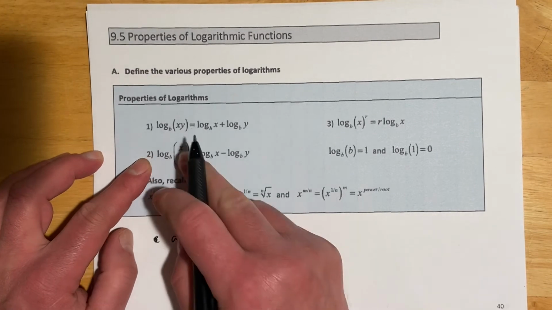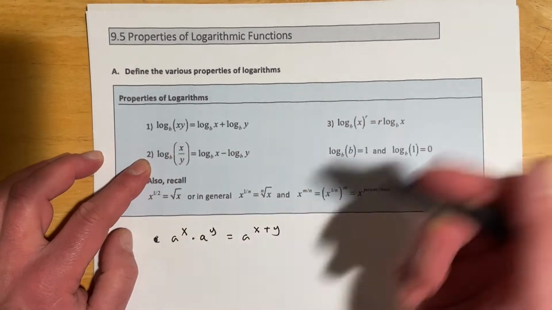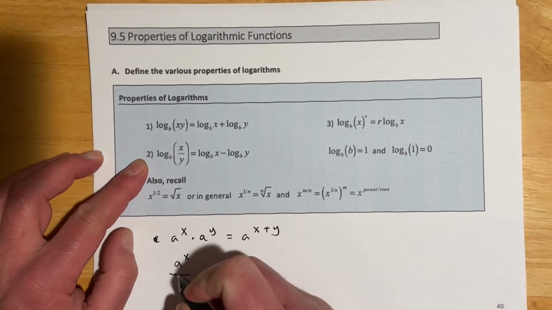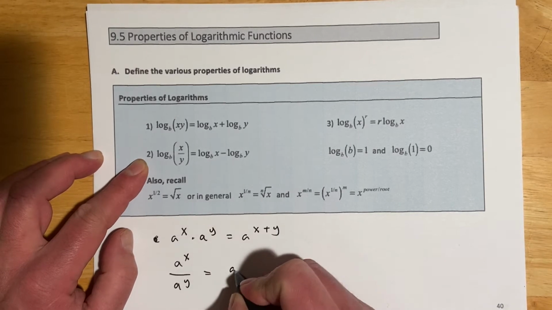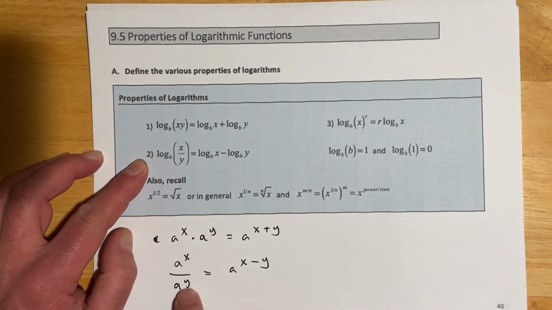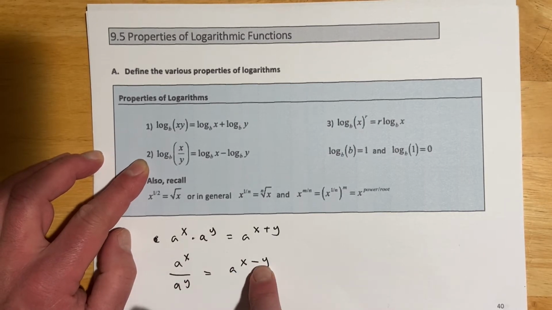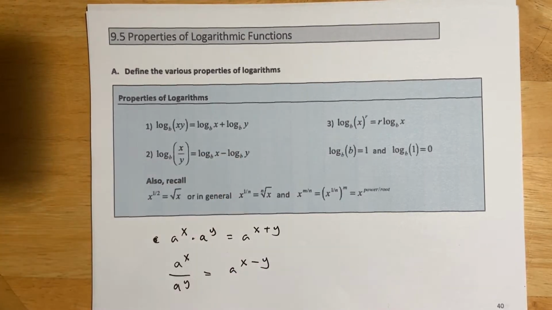The second one, this is if we have division, we subtract. And that's this one. And so the same thing, if we're dividing with exponents, we keep the base the same, subtract the exponents. That's exactly what we're doing here.